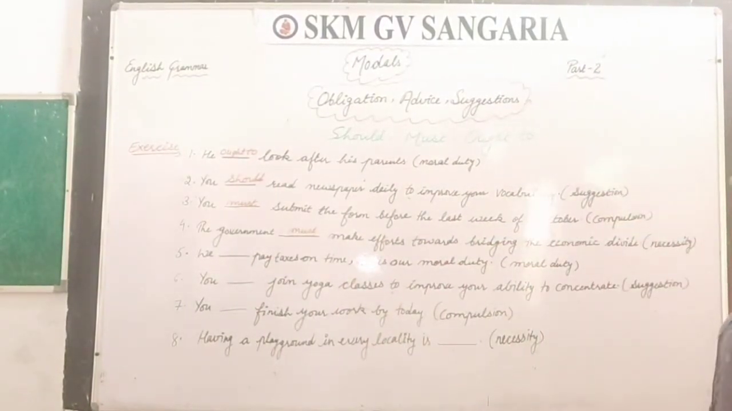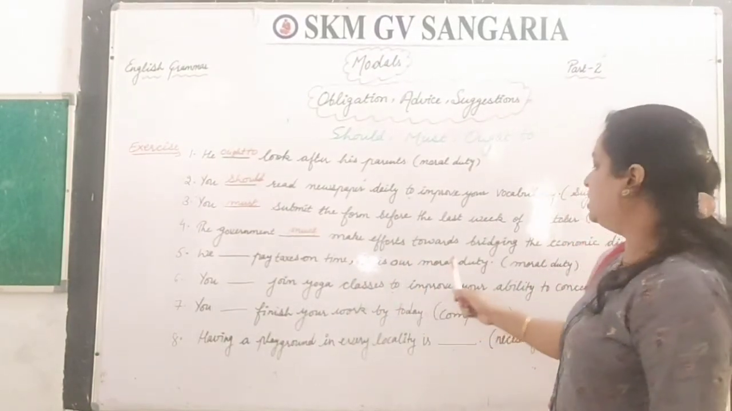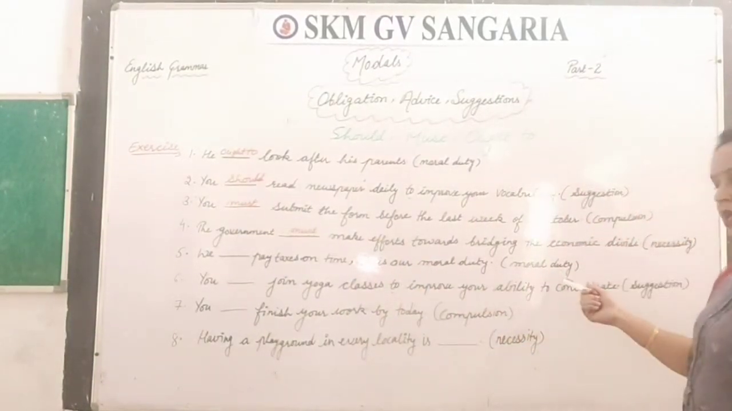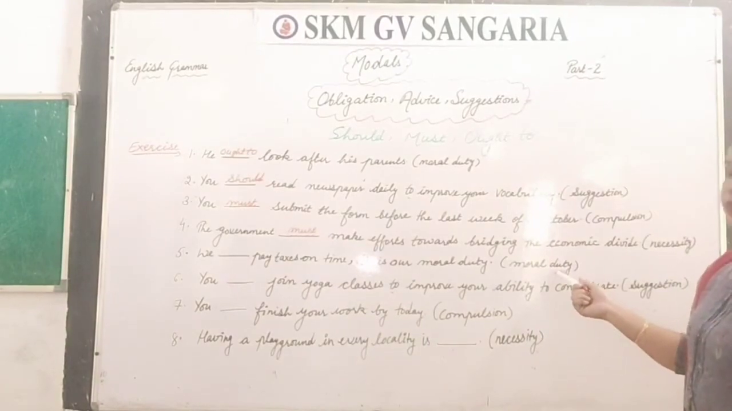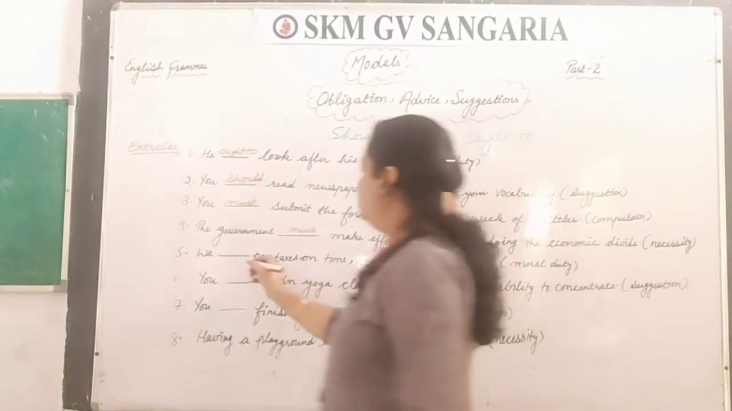Next is the fifth. We dash pay taxes on time. It is our moral duty, and again for moral duty you have to fill in ought to. So when there is moral duty, you have to go with ought to.